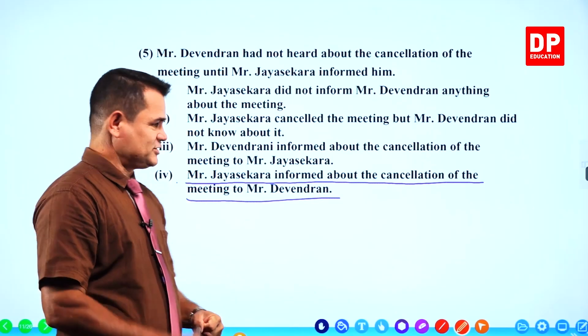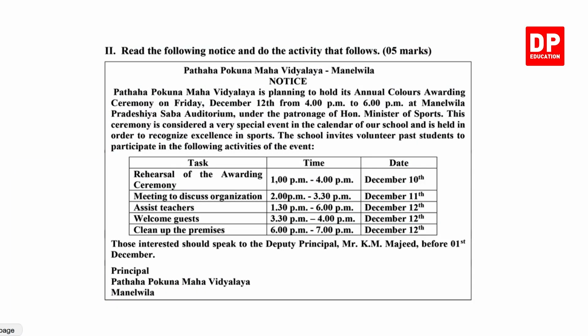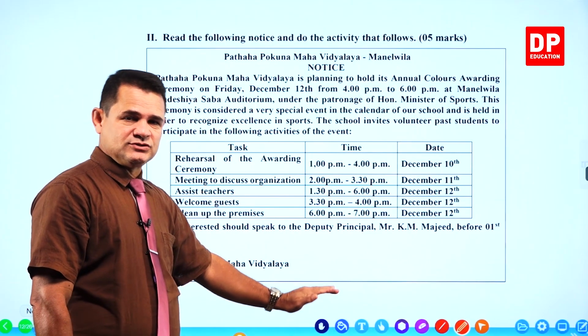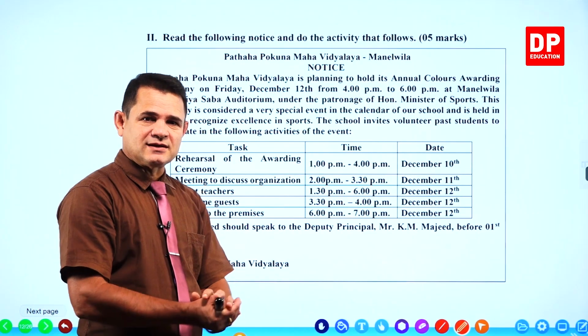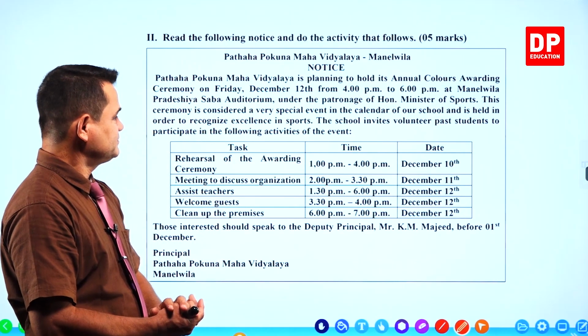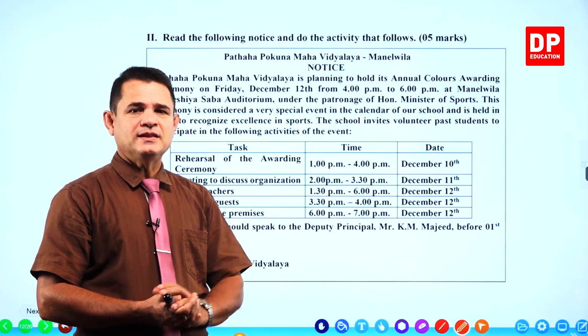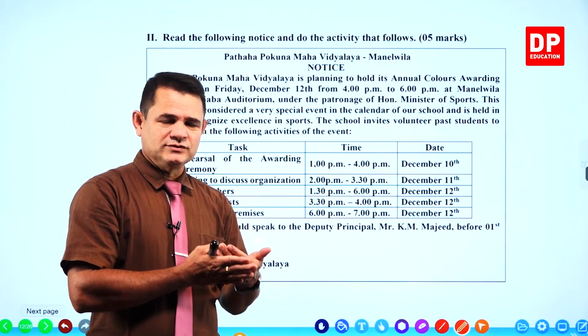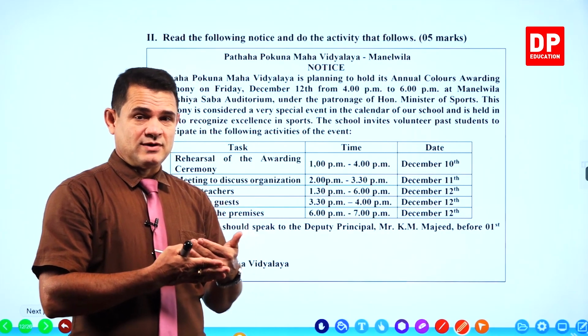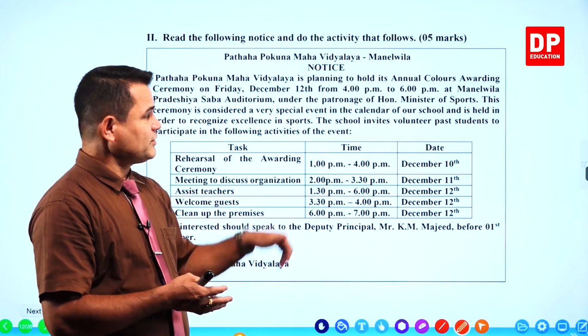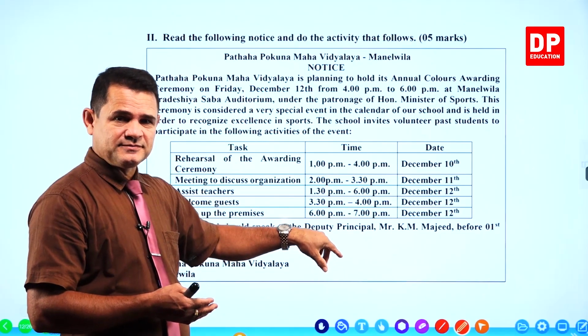Now let's go to the next question. Read the following notice and do the activity that follows. We notice it and there are some activities to be done. Then let's read the notice. So this is also reading. Earlier it was also reading. So you have to read one sentence and understand it. Here you have to read the advertisement.